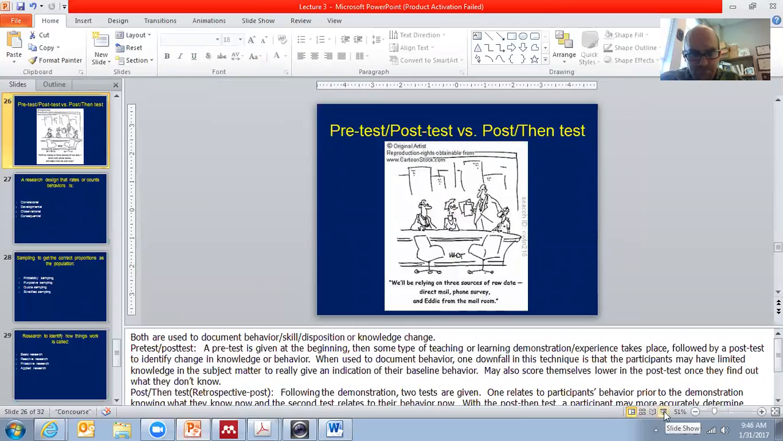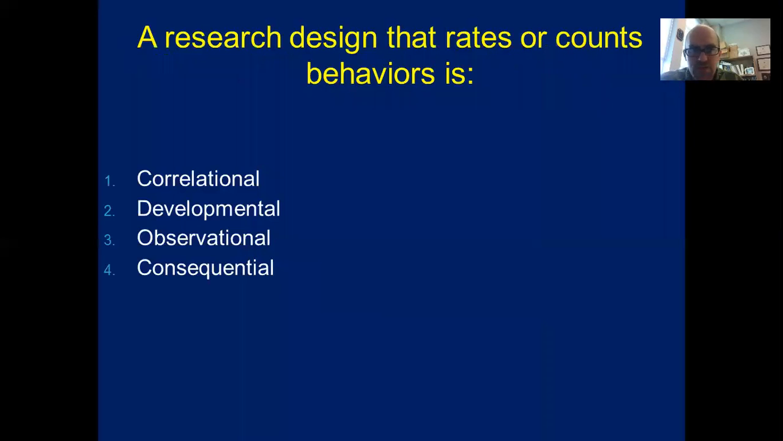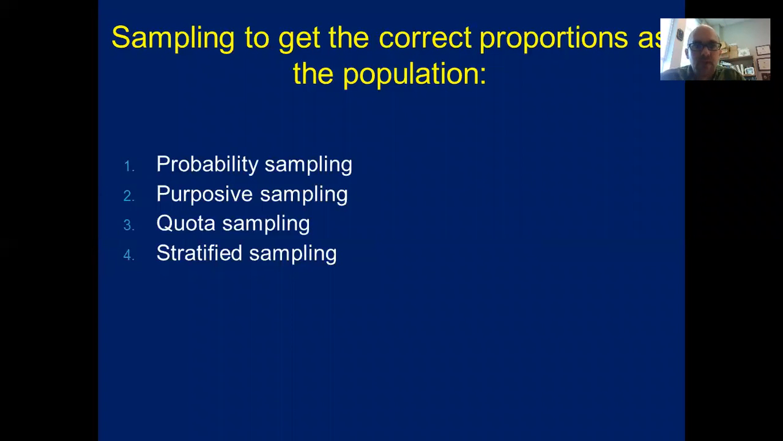So I think we'll go ahead and finish up with some review questions, so you can test yourselves. First off, a research design that rates or counts behaviors is it correlational, developmental, observational, or consequential? And the correct answer is number 3, observational. That's the one where we're looking at different behaviors.